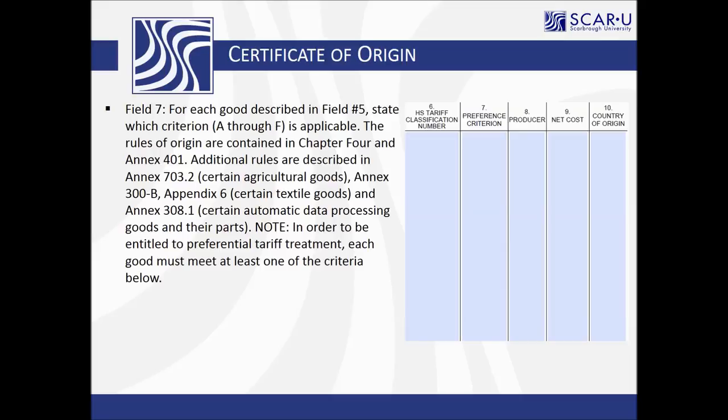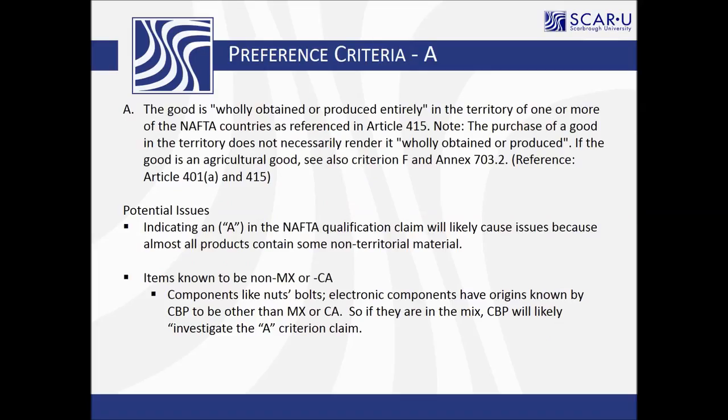The preference criterion. I'm going to walk through these real quick. Does anyone claim A on the preference criterion? I hope the answer is no. We're doing something good. A reads as the good is wholly obtained or produced inside, in the territory of one or more of the NAFTA countries. So I'm talking about items that may be grown here, pull the carrot out of the ground. Maybe you can claim A now, but that's about it.